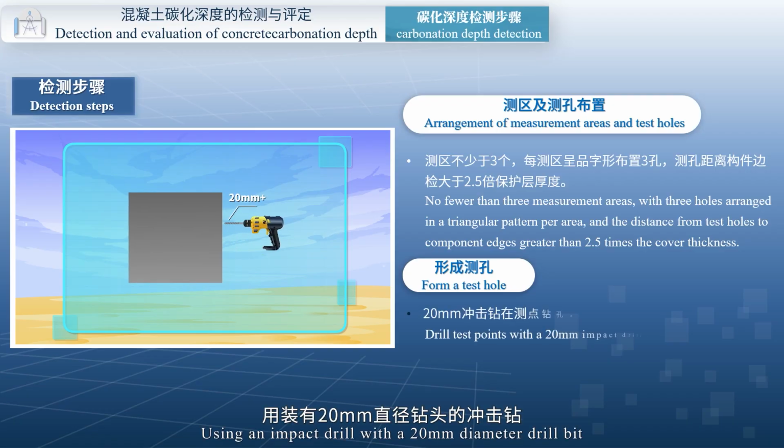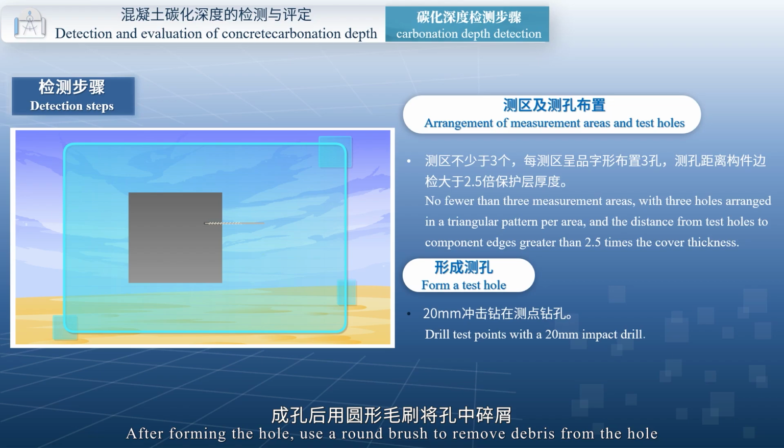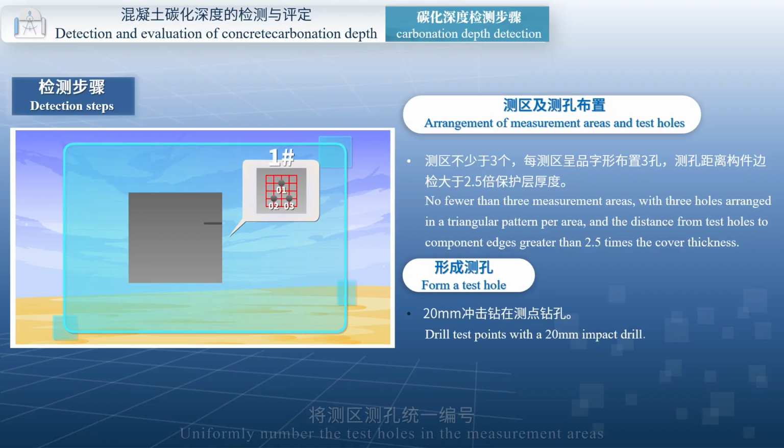Step 2. Form a test hole. Using an impact drill with a 20 mm diameter drill bit, drill holes at the measuring point locations. After forming the hole, use a round brush to remove debris from the hole. Clean the powder thoroughly. Uniformly number the test holes in the measurement areas and draw a schematic diagram.